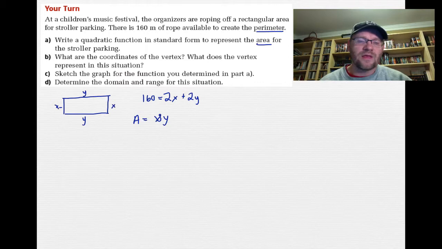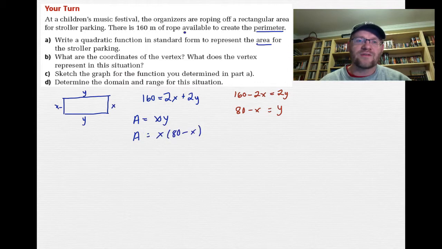Now, in our function, we can't have two different variables, x and y. So that means I'm going to manipulate the first equation, and I'm going to solve for y. So when I plug it in here, I'm going to have an x here, and I'm going to be multiplied by something else with x's in it. So if I move the 2x over to the left-hand side, I get 160 minus 2x equals 2y. And then I can just divide both sides by 2, and I get 80 minus x. So that means my area equation is x times 80 minus x.